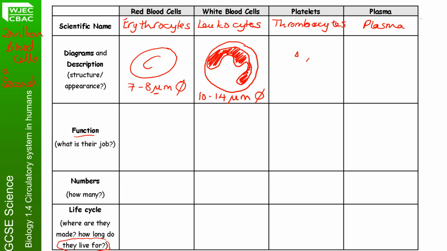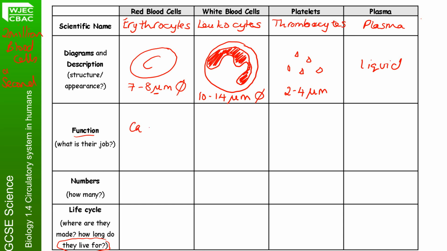Platelets are little fragments of cells, and they are very small, between 2 to 4 micrometers. Plasma is a liquid, so if you wanted to, you could take a yellow pen. Let's see if I can swap to a yellow pen. For some reason, it won't allow me to swap to a yellow pen. You could colour it in yellow.